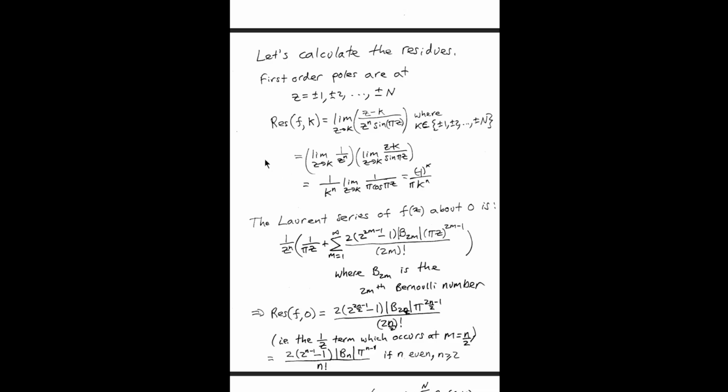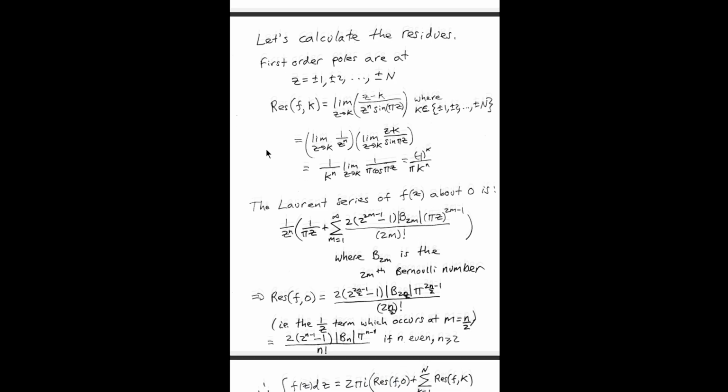Okay, now we want to find the Laurent series of f of z about 0, because we want to find the residue at 0, but we don't want to take the nth derivative of f. That'll be much too complicated. So instead we're going to find the Laurent series.